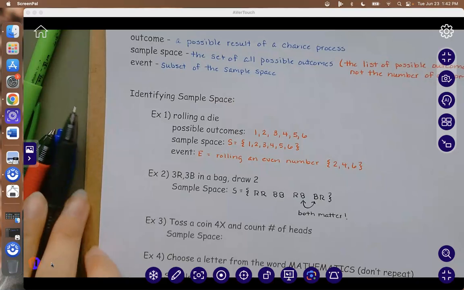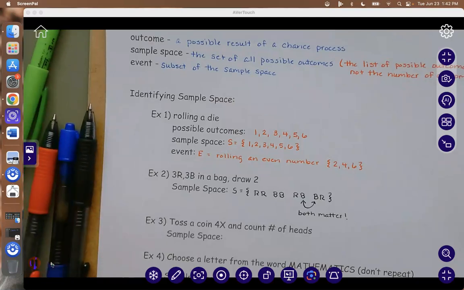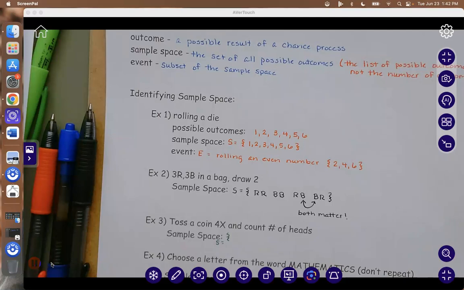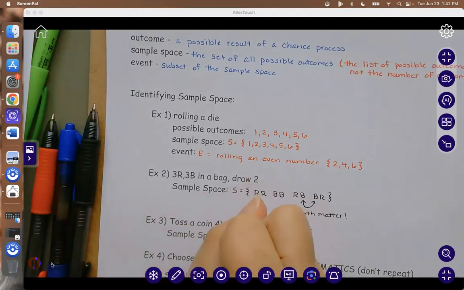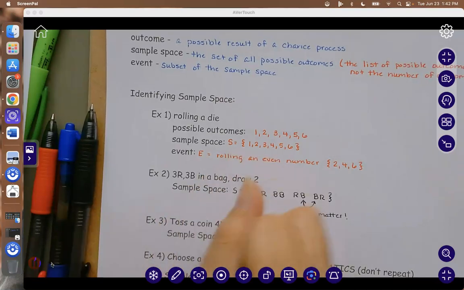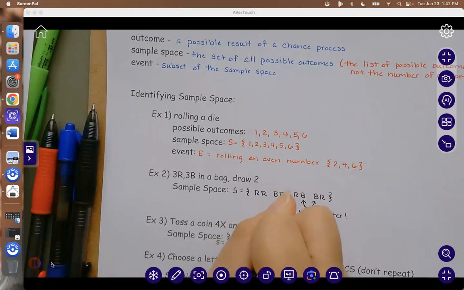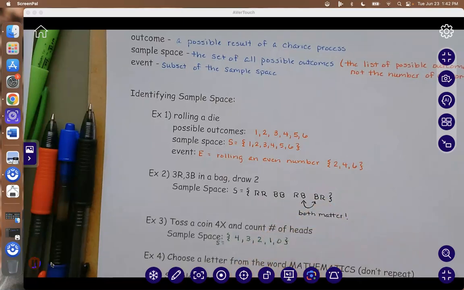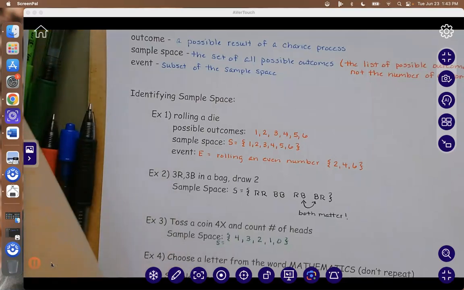Okay, next, toss a coin 4 times and count the number of heads. Okay, so if I toss it 4 times and I count the number of heads, I should say S equals, sorry about that, I could have 4. There's a chance that all 4 of them could be heads, or I could have 3 of them be heads, 2 of them be heads, 1 of them, or none of them. Those are all my possible outcomes there.